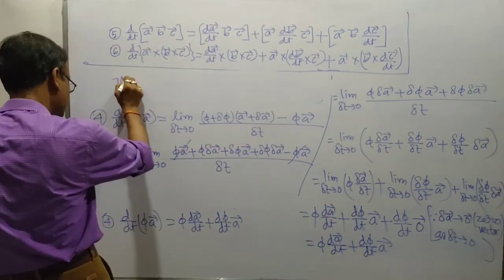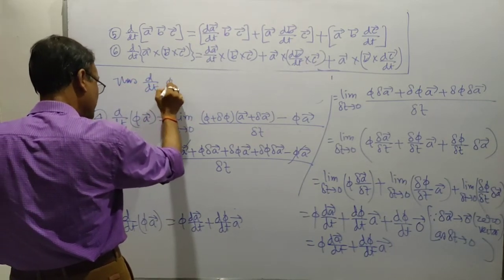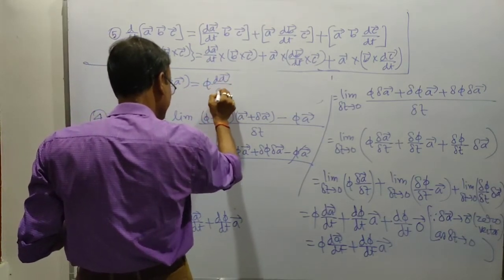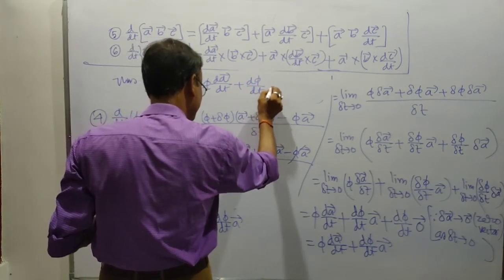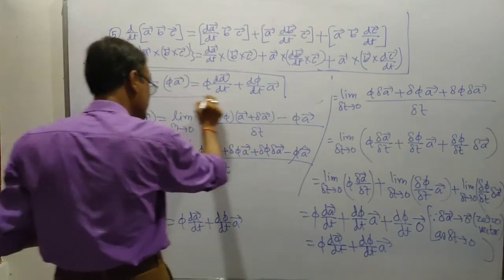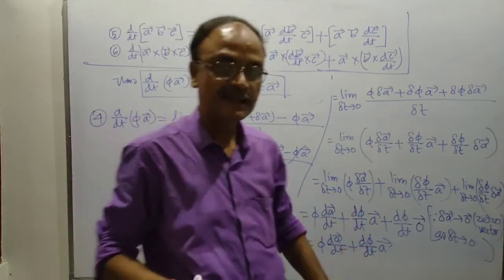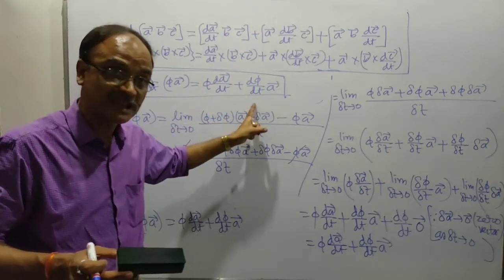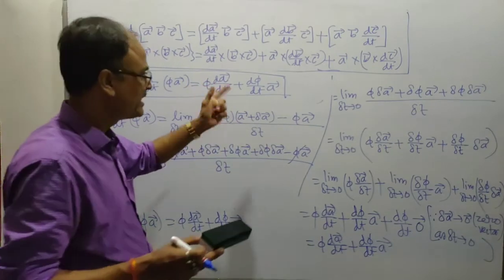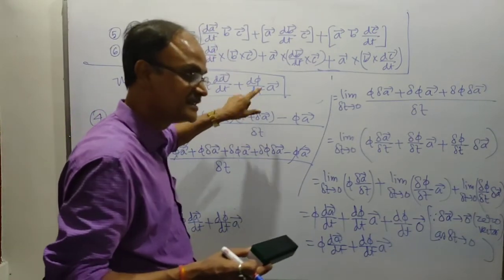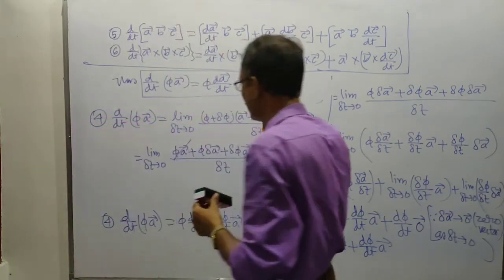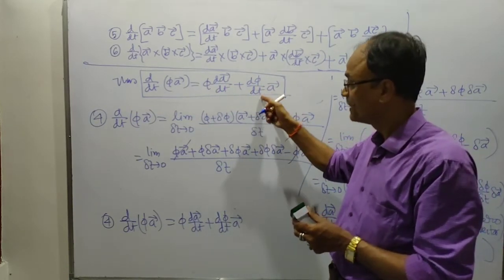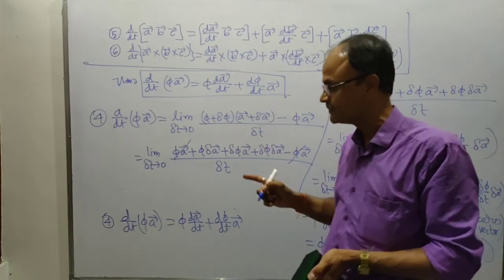Thus d dt of phi A vector is equal to phi dA vector by dt plus d phi by dt A vector. Just remember this. Right? Generally, phi is a scalar function, and d phi by dt is also a scalar function. Generally, we write the scalar function first, then the vector function. First write phi, then dA vector by dt; d phi by dt first, then A vector. Generally we write in this way.